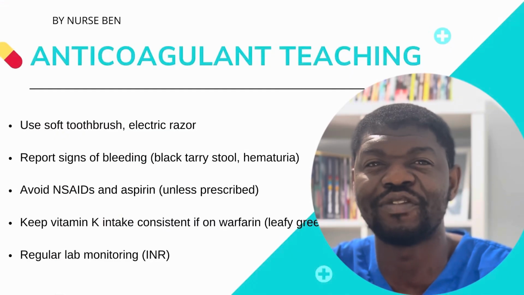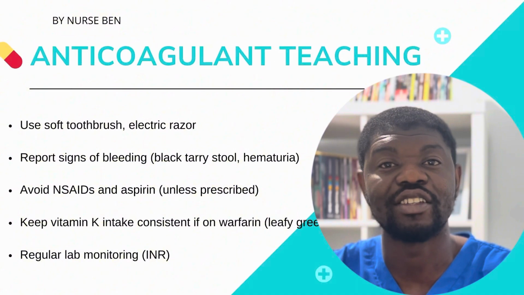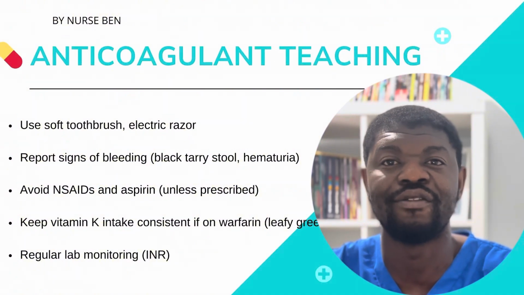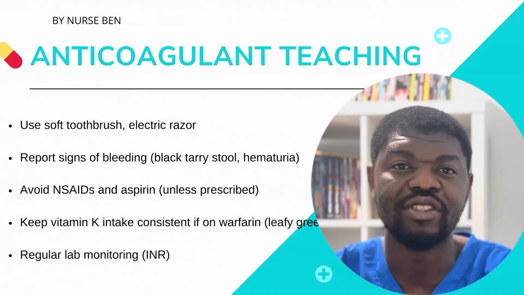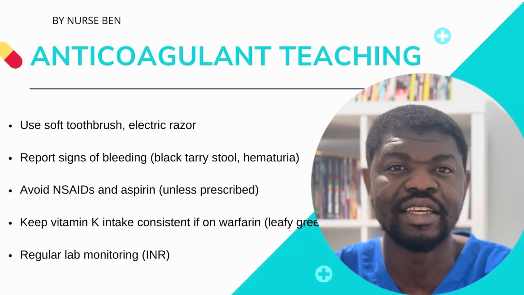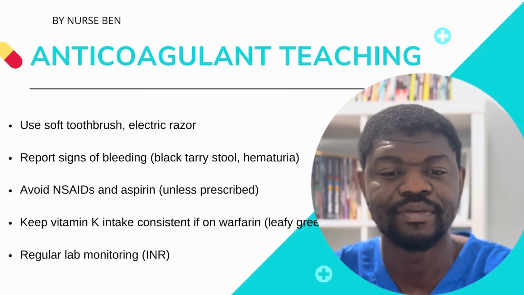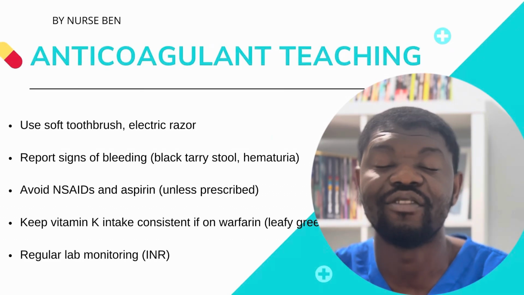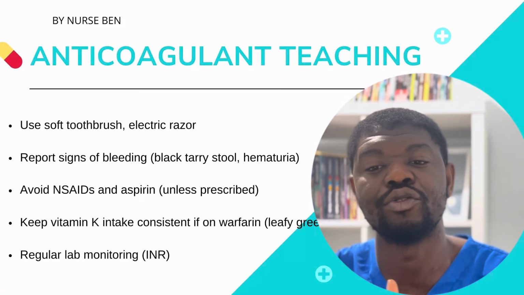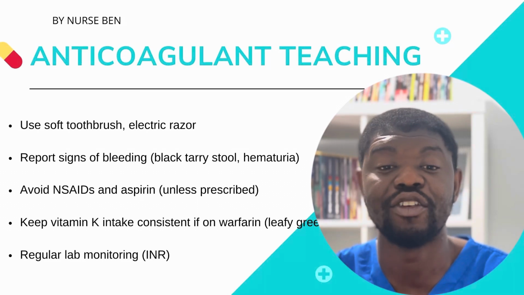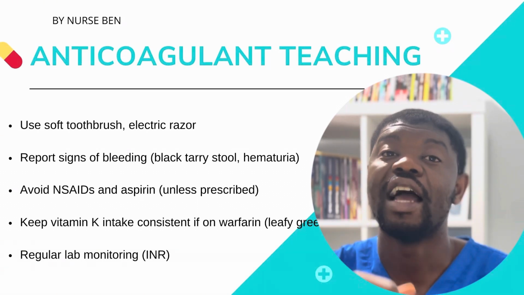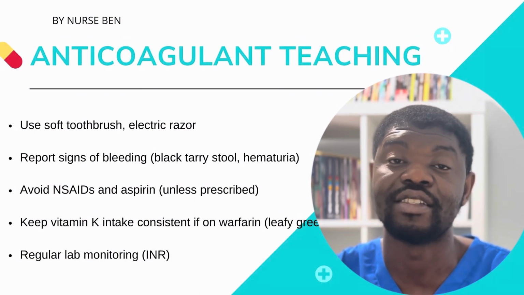Now, as a nurse, your patient is on anticoagulation therapy. What are some of the teachings you should be doing? The first thing is use soft toothbrushes and electric razors. Avoid using blades that could easily cause cuts that can bleed. You also want to report for signs of bleeding. Do you have black tarry stools? Do you have hematuria? When you brush, is your gum bleeding? Encourage them to report these things.